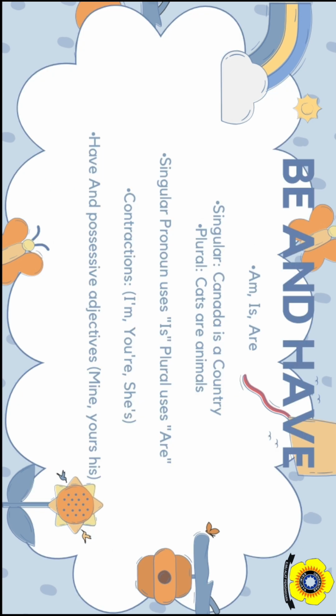First, we have chapter Be and Have. In this chapter, it talks about to be. So, let's start. Am, is, are. In singular, the example is Canada is a country. In plural form, cats are animals. Singular means one, plural means more than one. Singular pronoun uses is, while plural uses are.